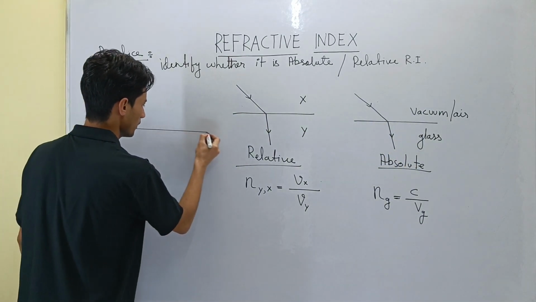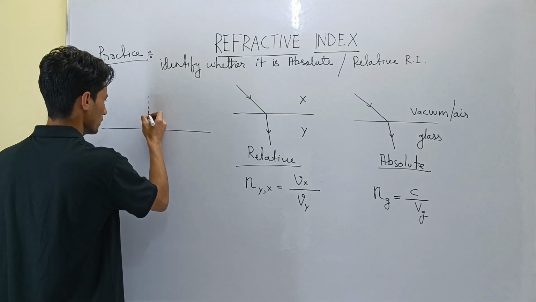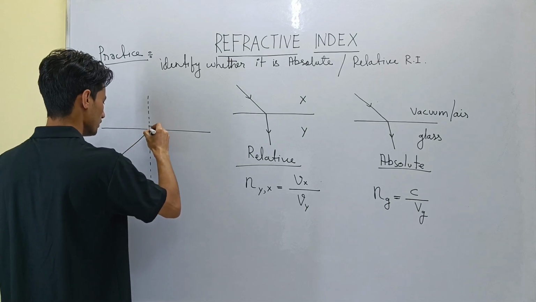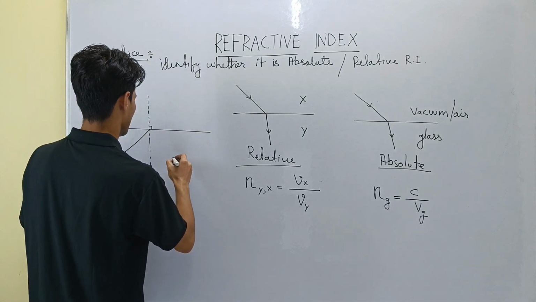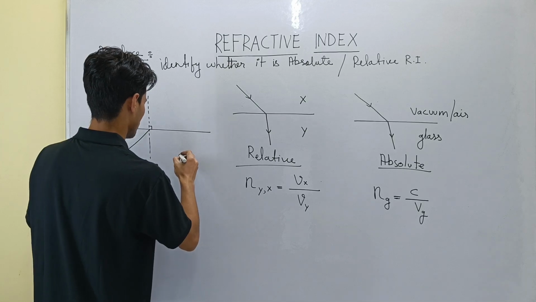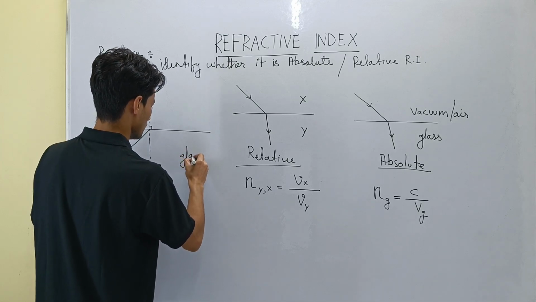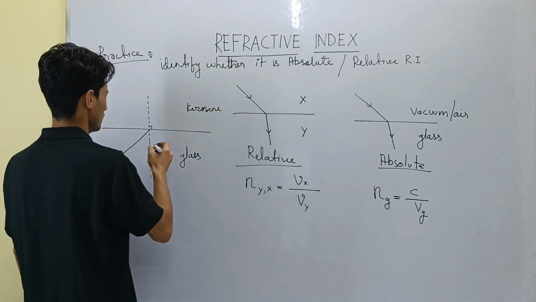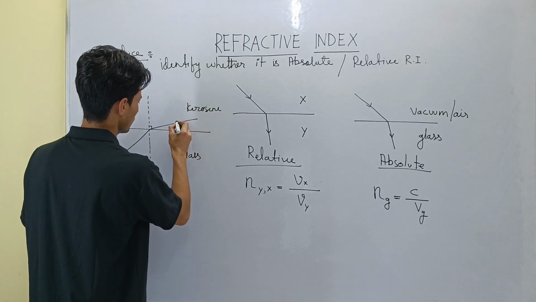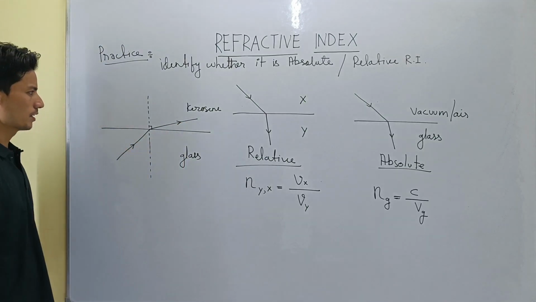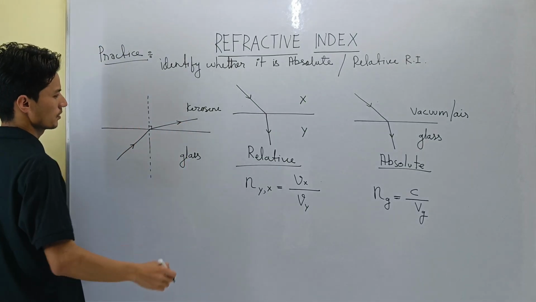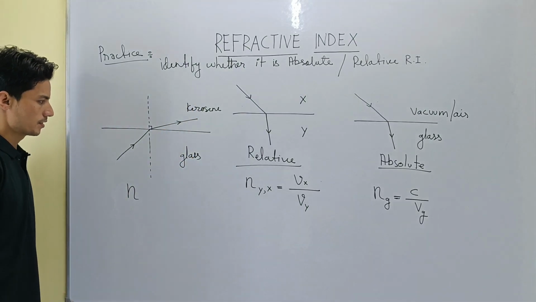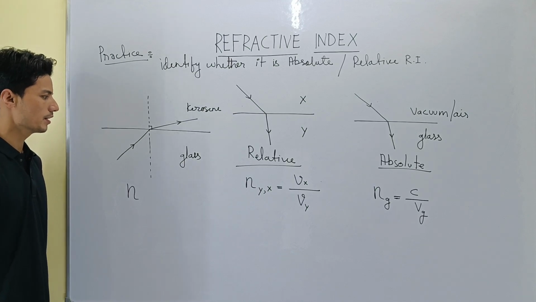Let this be the normal, drawn perpendicular. Okay, let's say glass, and this is kerosene. Then get me the formula for this case. This is glass, this is kerosene. Get me the formula. So how will the formula be? Think about the formula. How will it be?